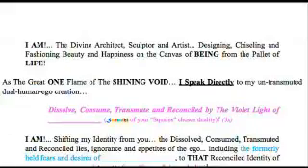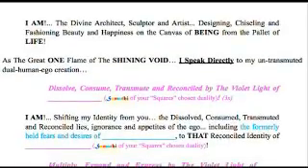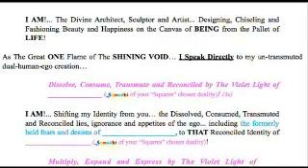I am the divine architect, sculptor, and artist, designing, chiseling, and fashioning beauty and happiness on the canvas of being from the palette of life. As the great one flame of the shining void, I speak directly to my untransmuted dual human ego creation: dissolve, consume, transmute, and reconcile by the violet light of presence. Dissolve, consume, transmute, and reconcile by the violet light of presence.